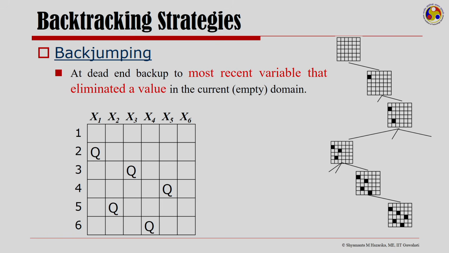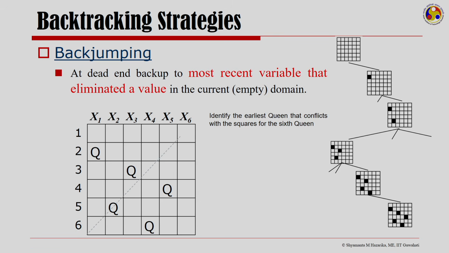Now when I want to back up on this and go back, I would rather love to go to the most recent variable that eliminated a value in the current domain. So how do I go about doing that is I try to look at the earliest queen that conflicts with the squares for the sixth queen. Let me see what I mean by this in the given example. So if I want to now place something in this square, I would love to identify which is the queen that conflicts with the square for the sixth queen.